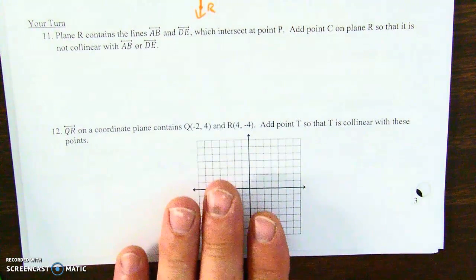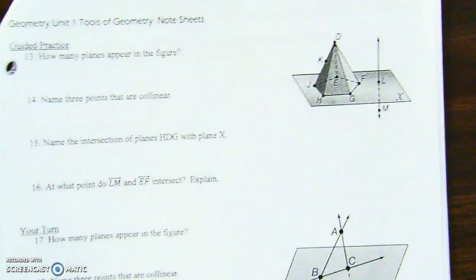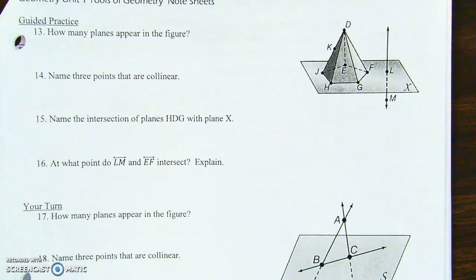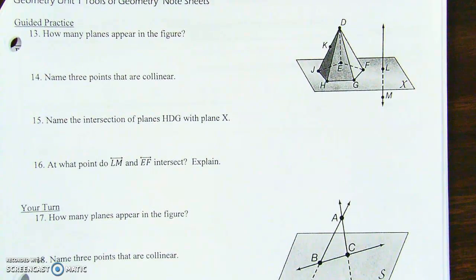Okay, let's go ahead and flip the page now to page 4. Okay, and now we're going to do a lot of extra practice here. So I'm going to do these first 4 together with you in regards to the picture that we have here. Now, here we go. How many planes appear in this figure? Planes, okay, so we've got flat surfaces that we've got here.